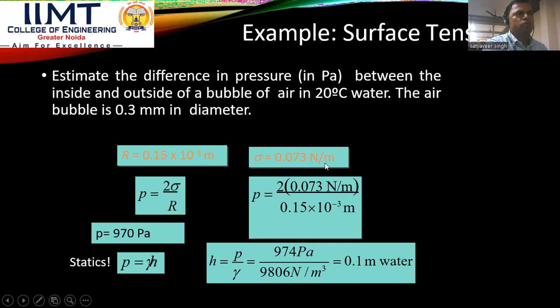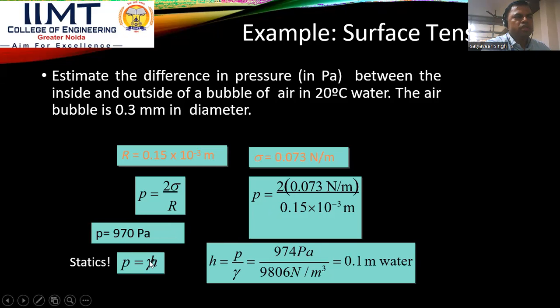We have to find out the difference in pressure. So first, we have to find out the pressure. The formula for calculating the pressure is 2 sigma upon R. Sigma is the surface tension, whose value is 0.073, and R is the radius of the air bubble, that is 0.15 × 10^-3 meter. So we put in the values of sigma and R, and then the pressure comes to 970 Pascal.